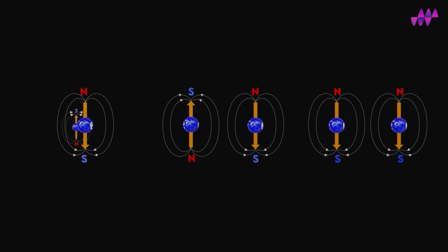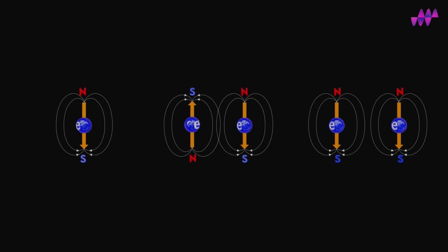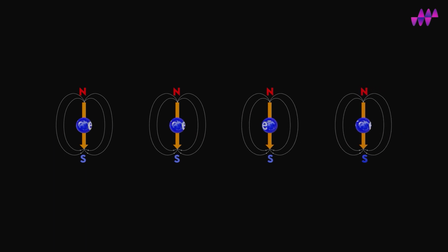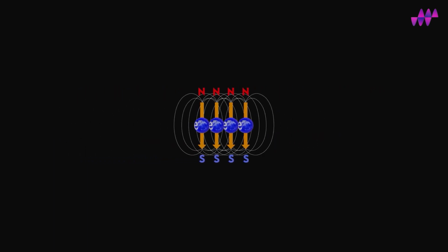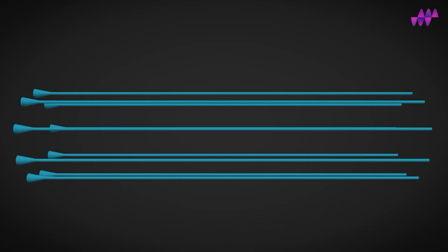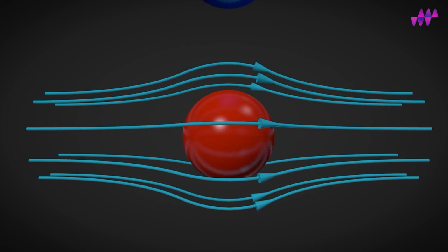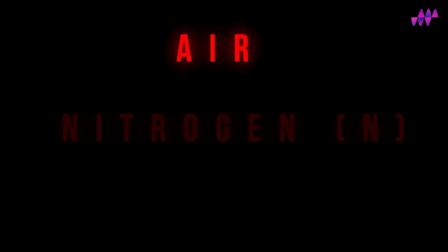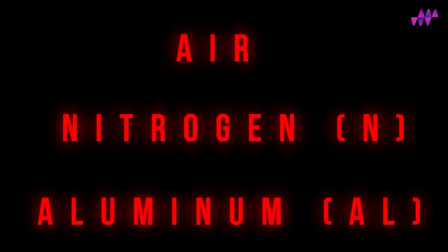Paramagnetic materials have some electrons spinning in one direction and some electrons spinning in the opposite direction, resulting in a small magnetization. These materials can be magnetized, and when the magnetization source is removed, their magnetization is lost. Air, nitrogen, and aluminum are examples of paramagnetic materials.